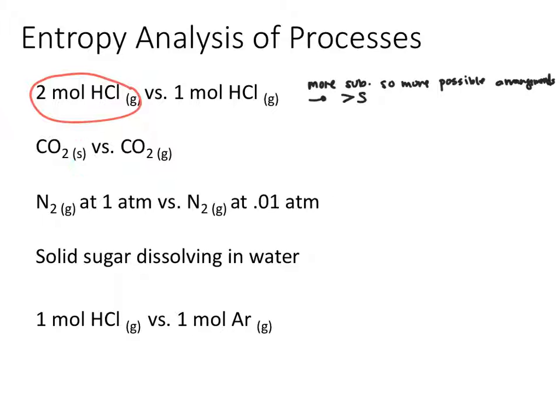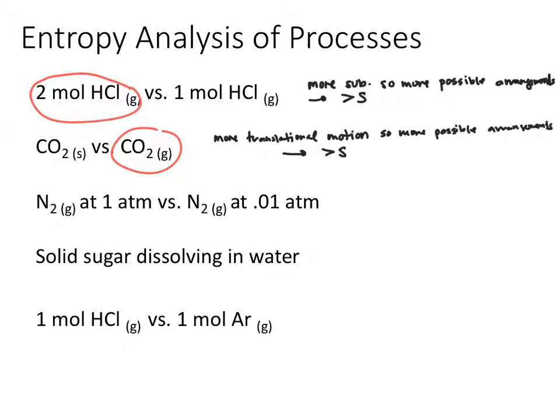Our next example is CO2 solid versus CO2 gas. Okay, so in this case, we're going to be looking at our capability of motion. So in this case, the molecules, again, are the same type of substance, but we have different phases. Okay, so we know that the gas phase has basically more options to move. It has more translational motion. Okay, and the more translational motion you have, the more possible arrangements. The more possible arrangements, obviously, the more entropy. So CO2 gas is going to be the phase that is going to have more entropy. Okay, so now let's move on to our next example.